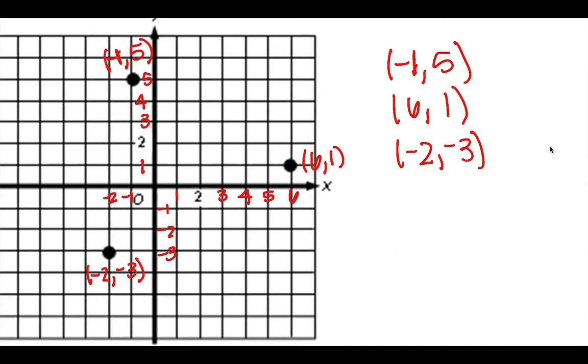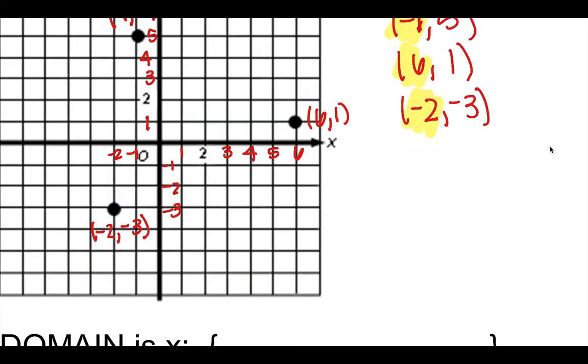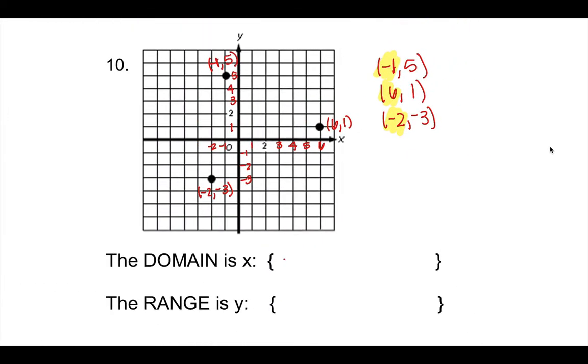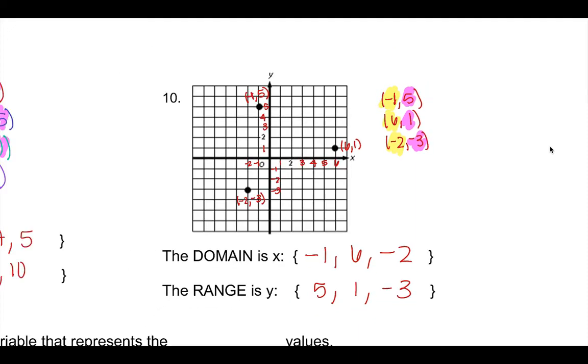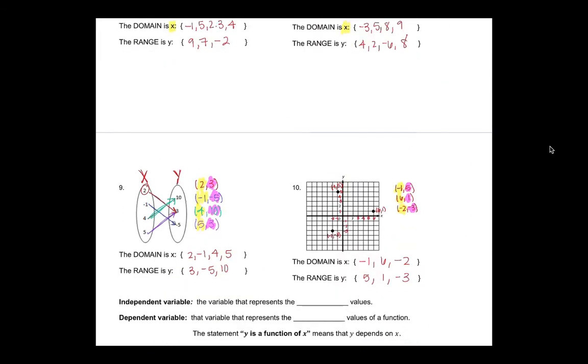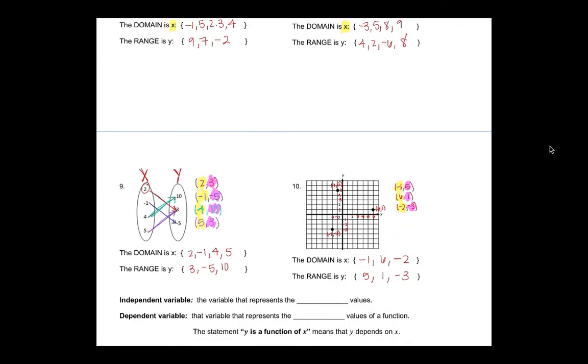So I've got -1, 5, 6, 1, and -2, -3. So if I look at my x values, domain is x, range is y. I've got domain is -1, 6, -2, and range is my second value in those points, 5, 1, and -3. So there we did ordered pairs, we did a table, we did a mapping, and we did a graph, all of the above.